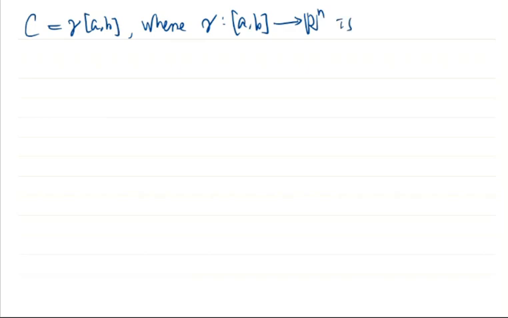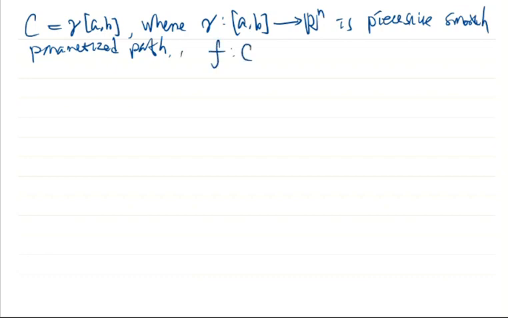is a piecewise smooth parametric patch. And we have a continuous function f defined over C. This C is a subset of Rn, because gamma maps into Rn and C is its image. Therefore, C is a subset of Rn. So our f is defined on the subset C of Rn. This C geometrically is a curve.